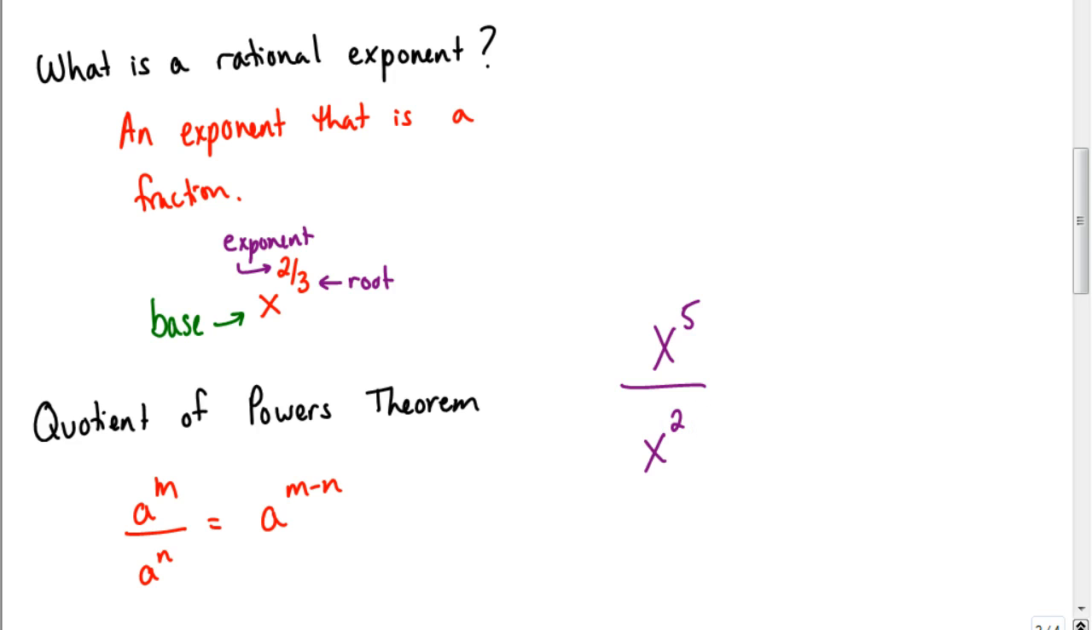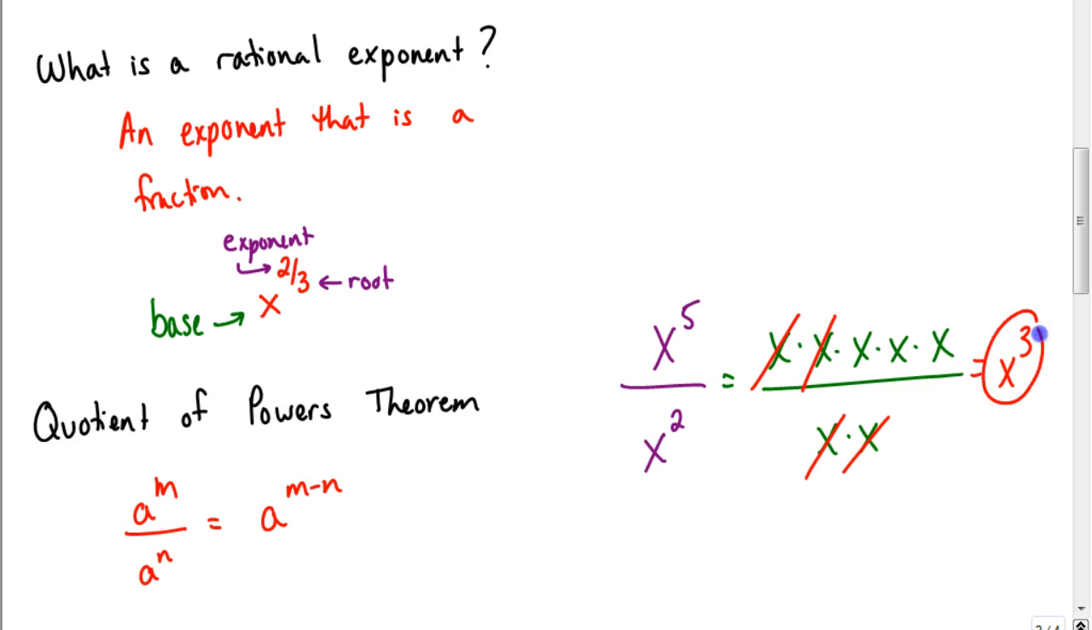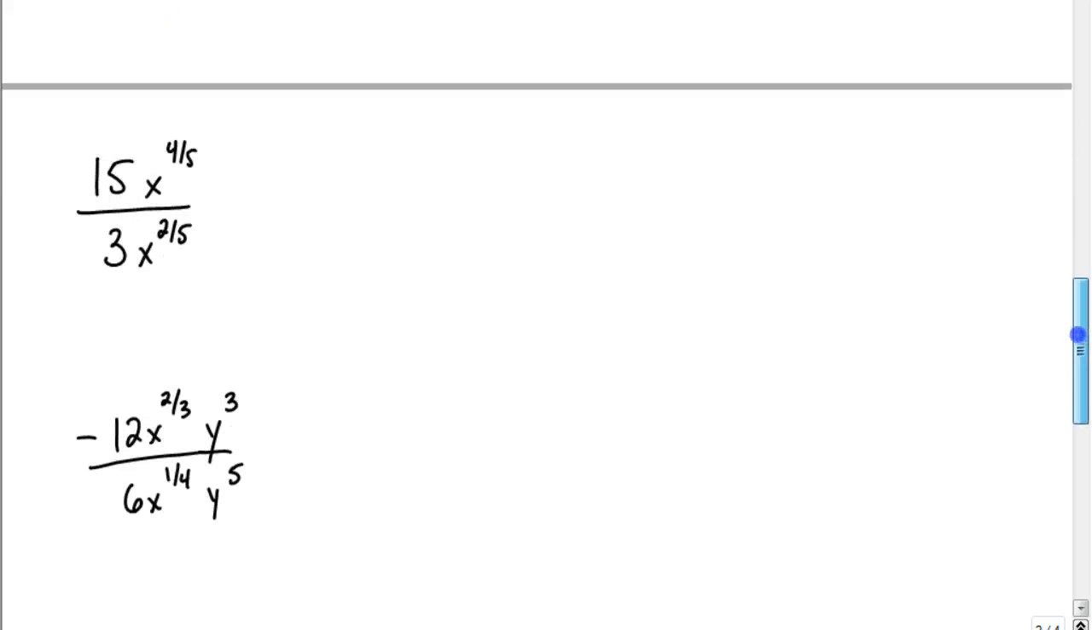Think about what this really means. X to the 5th power means we have x being multiplied by itself 5 times. If we have x squared, that means we have x multiplied by itself 2 times. When I simplify this, for every x on top, I can take away 1 from the bottom. After crossing out 2 of them, I run out of x's on the bottom, so I'm left with x times x times x, or x cubed. Another way to look at this is that since the bases are the same, we subtract the exponents: 5 minus 2 gives me 3, so we're left with x cubed. That's how we use the quotient of powers theorem.